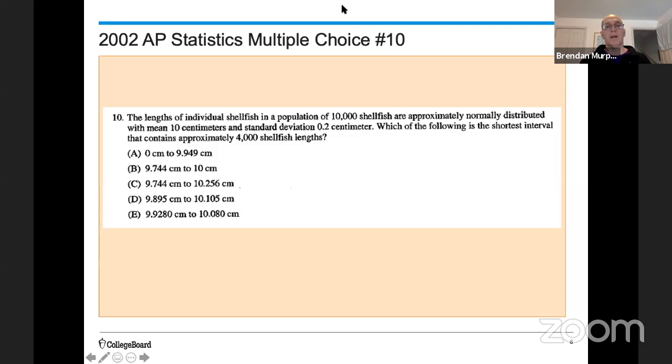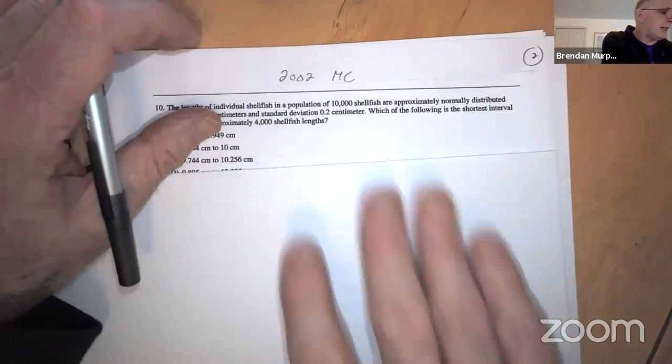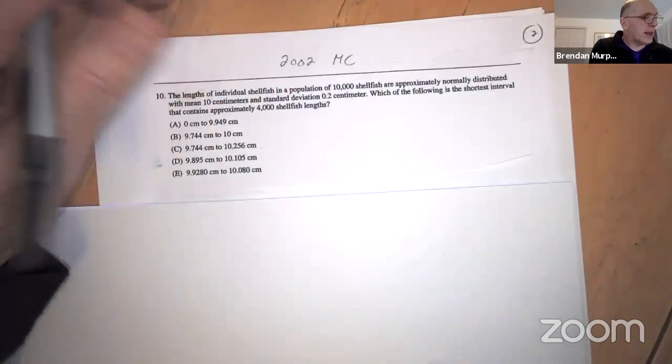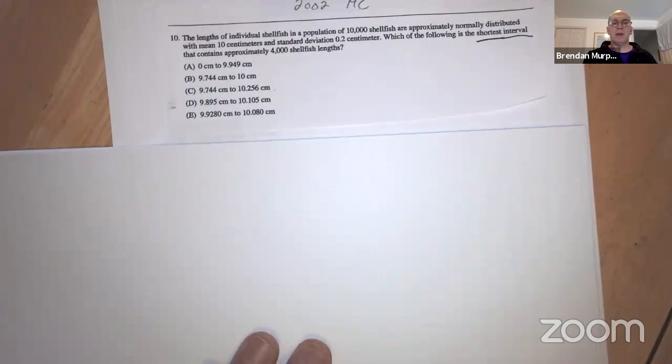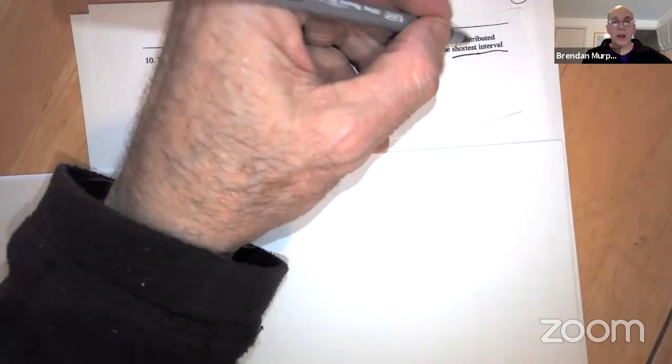So I'm going to go back to my overhead projector. There's the same problem right here. I clearly would have underlined shortest interval, and that's so key here. I like to give this problem to my students pretty much every year, and a lot of them, I like to say, swing and miss. They get the wrong answer because they sort of overlook that.